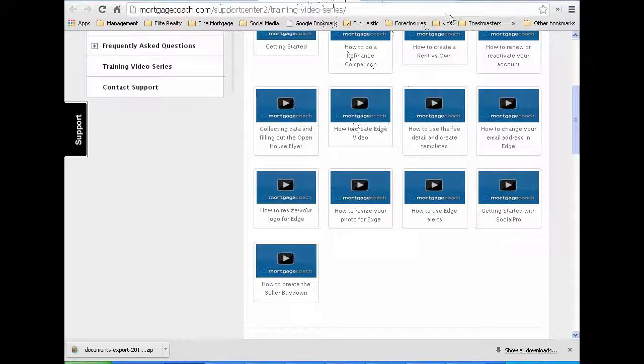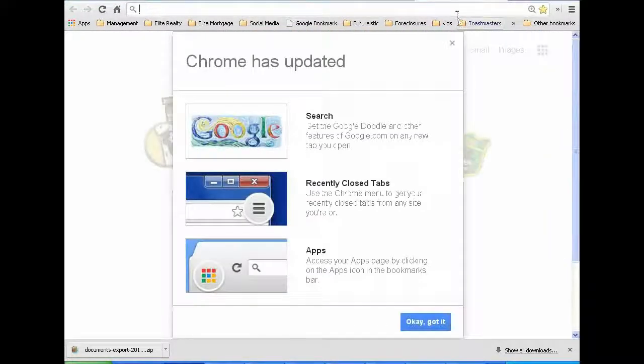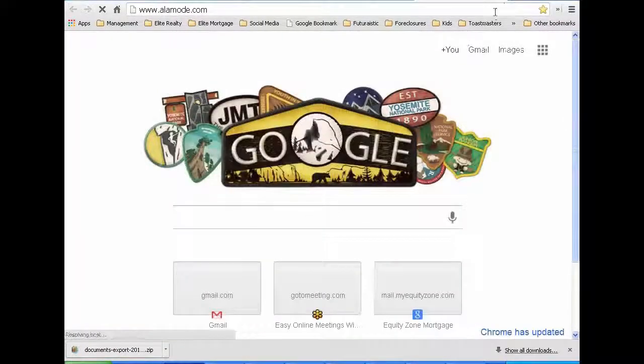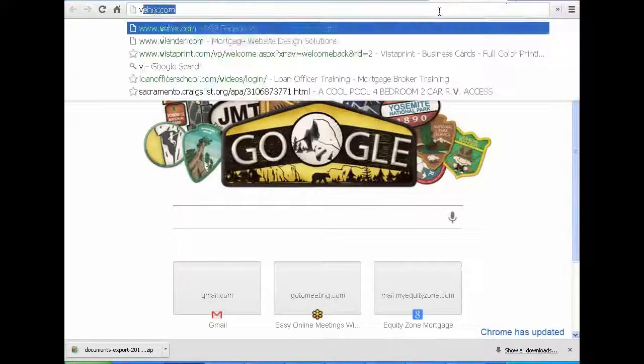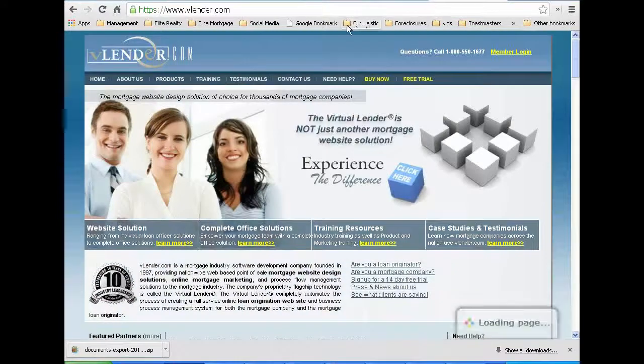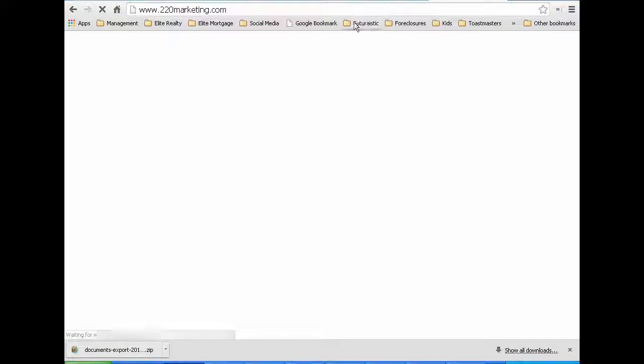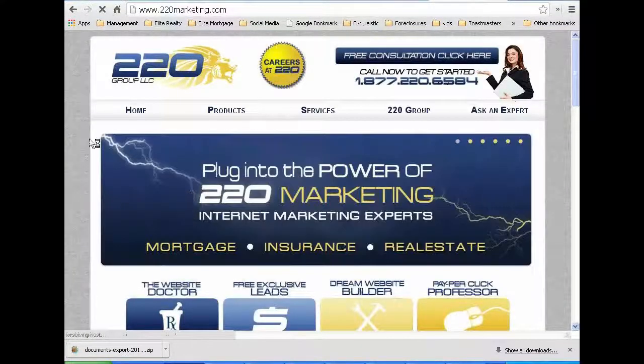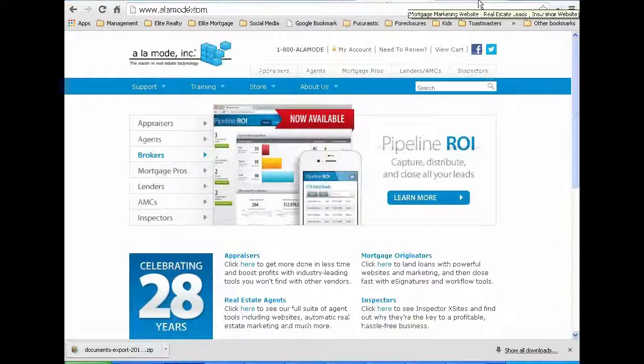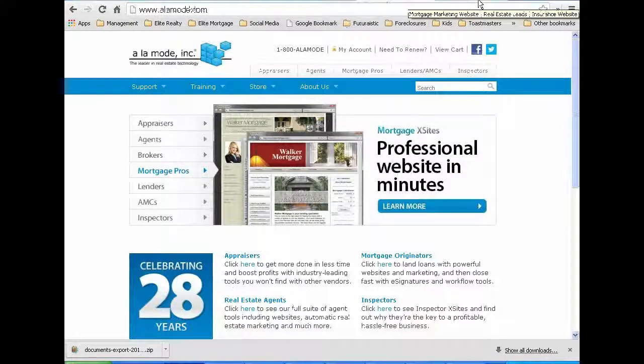So you guys wanted me to go over the template website. Those two websites are called vlender.com and also alamode.com. Alamode.com is I think $300 a year, and then you have your vlender.com, which are the two. The one that I use for mine is 220marketing.com. So they have these here. Those are the ones you can use, and they have secured online loan application.